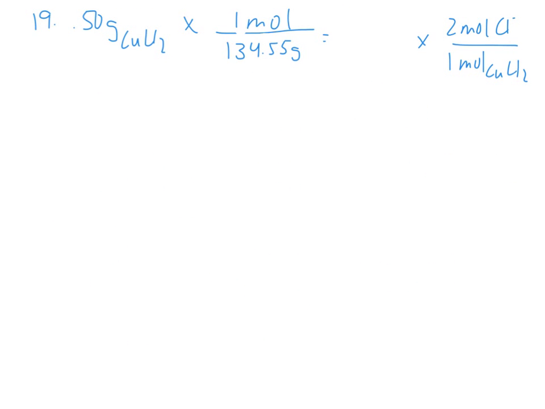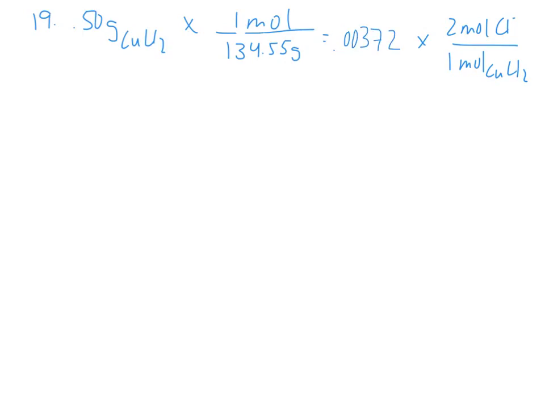So number 19, I've set up here, you're given 0.50 grams of copper chloride, and you're asked how many moles of chlorine ions that is. So before I can use my molar ratio, I have to change this 0.5 grams into moles. So 0.5 divided by the molar mass of copper chloride, which I came up with 134.55. That's giving me 0.00372 moles of my copper chloride.